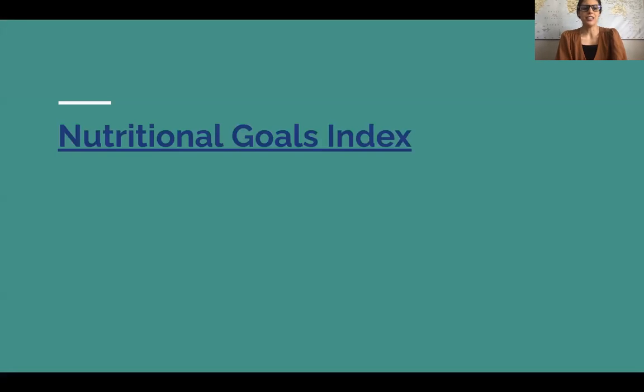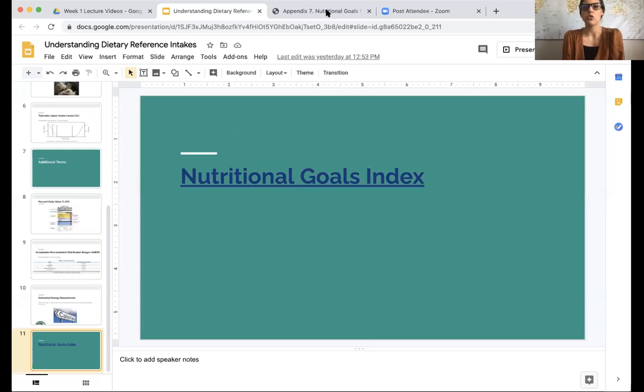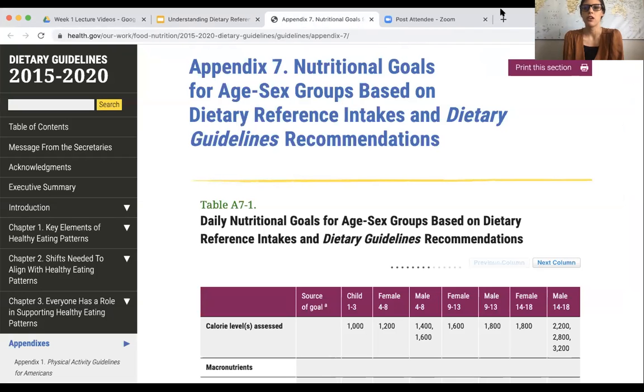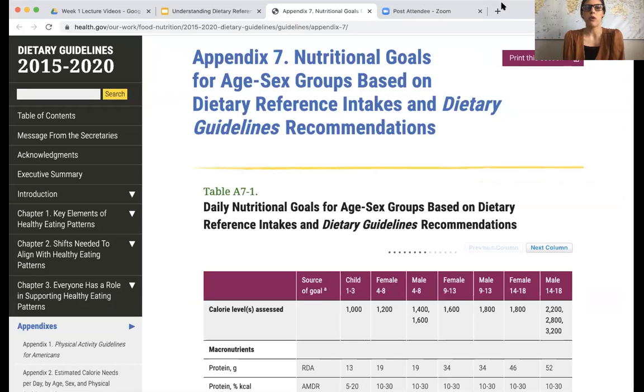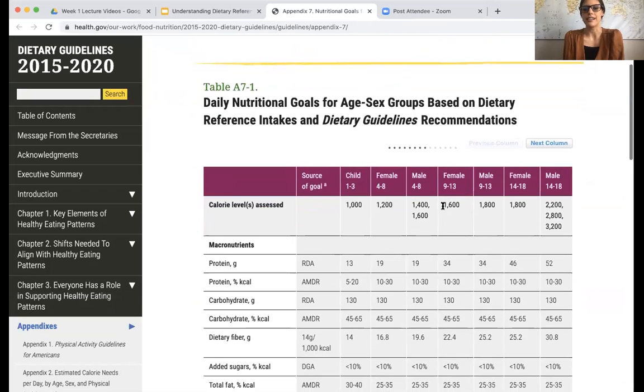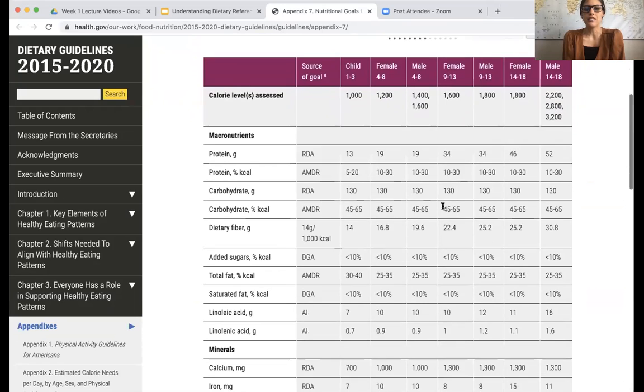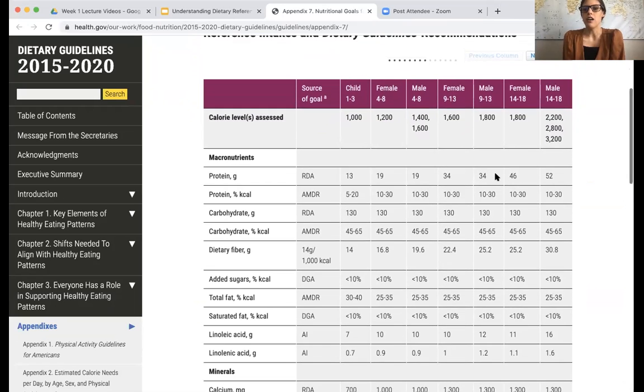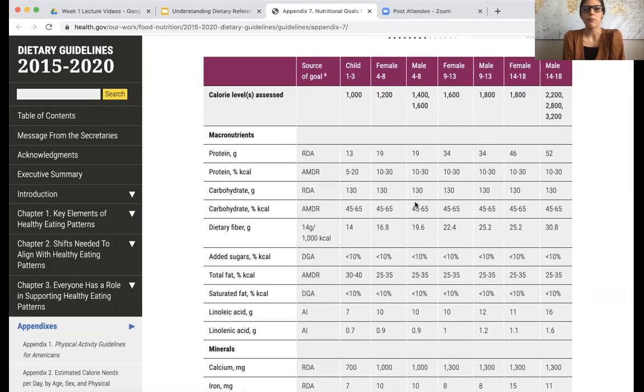All right, lastly, I wanted to go to this nutritional goals index. Let's see, put my screen down a little. There we go. So this is from the website for the 2015-2020 dietary guidelines. And as we can see here, there's different recommendations based on biological sex and based on our age as well.